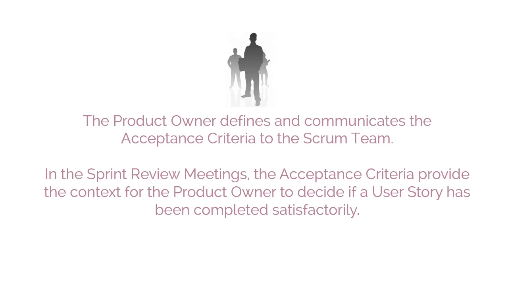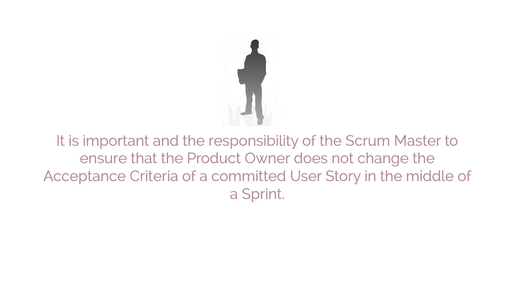The product owner defines and communicates the acceptance criteria to the Scrum team. In the sprint review meetings, the acceptance criteria provide the context for the product owner to decide if a user story has been completed satisfactorily. It is important, and the responsibility of the Scrum Master, to ensure that the product owner does not change the acceptance criteria of a committed user story in the middle of a sprint.